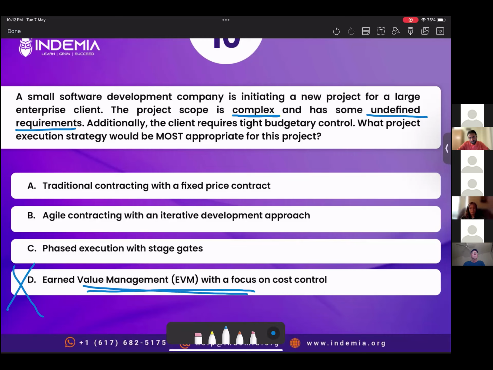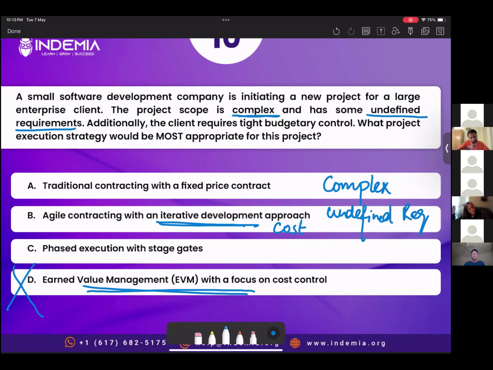All right. Mohan, you have chosen option C. In this, there are three things actually: the project scope is complex, undefined requirements, and a tight budget. I felt like D focuses more just on earned value and cost control, so I eliminated that. Agile contracting with an iterative development approach, I don't think would be feasible here because you can't have the MVP developed all together, because the requirements are constantly changing.